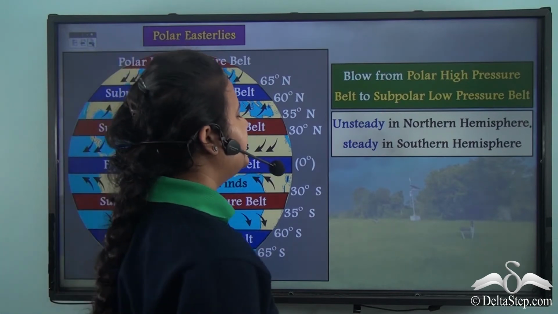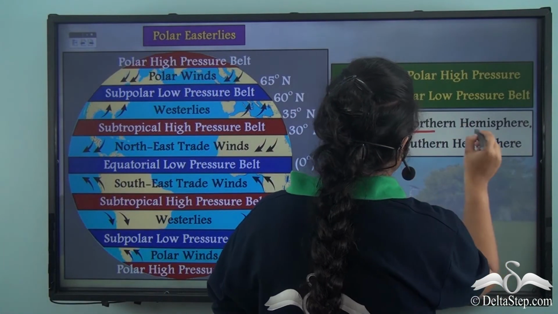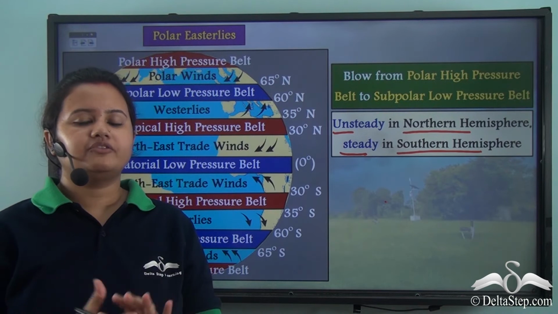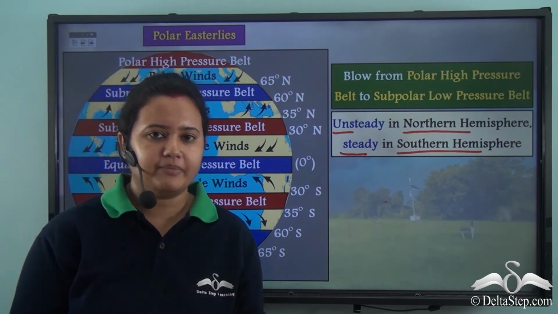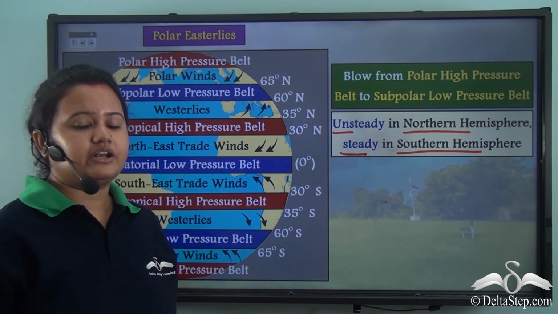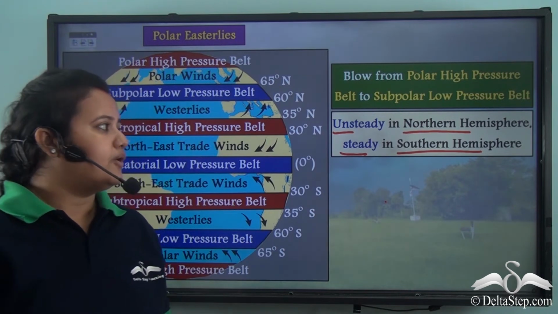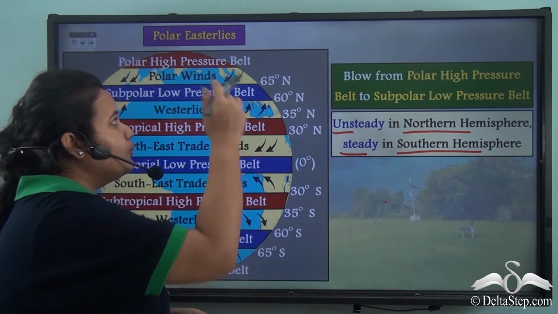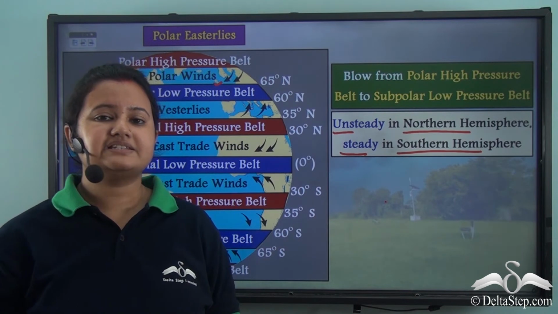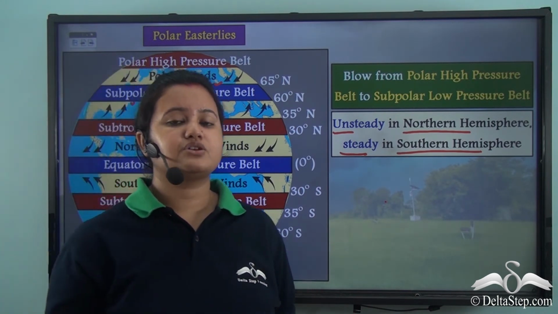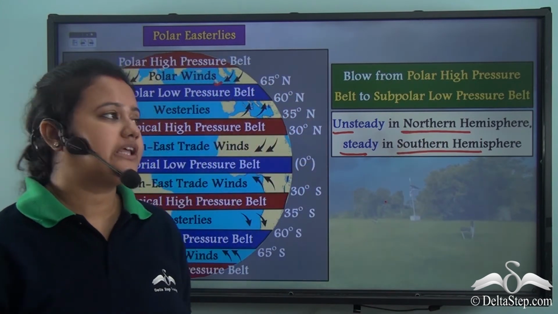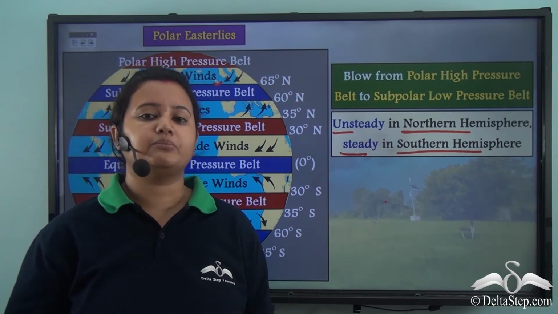Now, polar winds are unsteady in the northern hemisphere while they are steady in the southern hemisphere. Polar winds blow steadily in the southern hemisphere because, if you can recall, in the southern pole we have a continent or a landmass, that is Antarctica, whereas in the northern part we have water bodies as well as land masses. So the flow of polar easterlies gets interrupted by the presence of land masses and water bodies in the northern half. So in the northern half they blow unsteadily, whereas in the southern half they blow steadily.